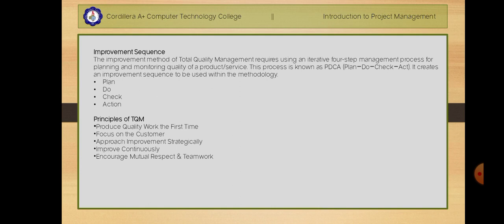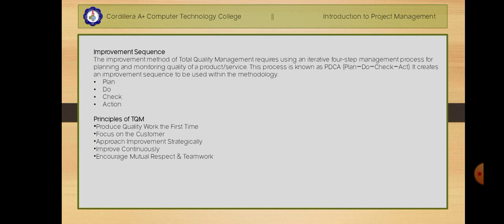So this process is the PDCA. Ibig sabihin, plan, do, check, then act. So it creates an improvement sequence to be used within the methodology. So first is you have the plan. Of course, it is very important. Kahit naman anong gusto mong gawin sa buhay, meron pa rin tong plan, di ba?